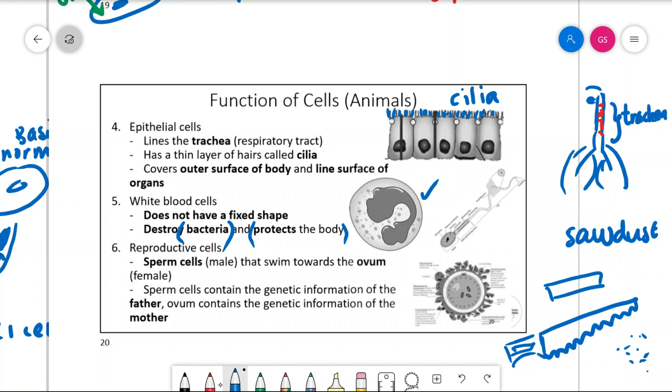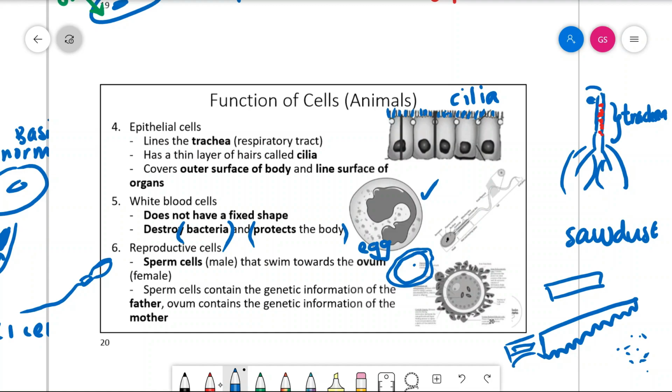Okay, number six. Now, reproductive cell is the name for two types of cell. Number one, in the male, we call it the sperm cells. If you want to see it clearly, the sperm cell is going to look like this. It's going to have a head, a neck, and then a tail. Then the ovum is going to look something like this. It looks like an egg. So ovum for the female, sperm cell for the male. The ovum is what we usually also call the egg lah. The sperm will fertilize the ovum to make a fetus, make a baby.